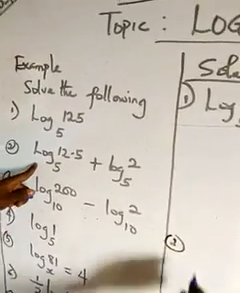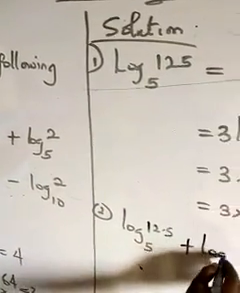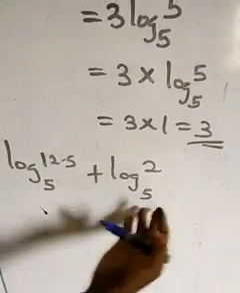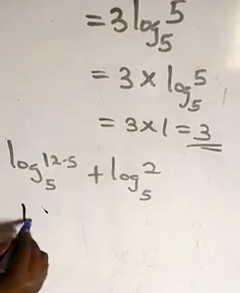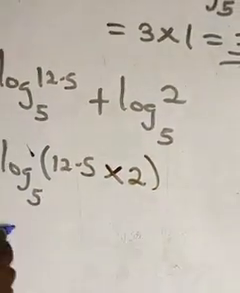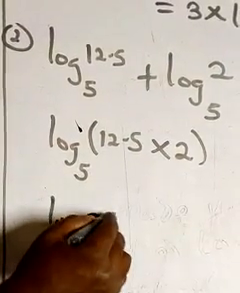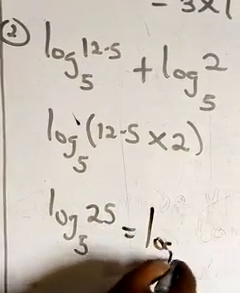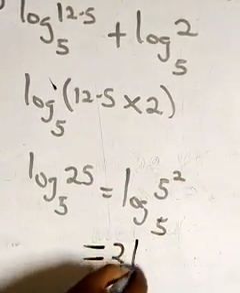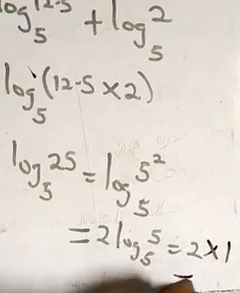The second one says log 12.5 base 5 plus log 2 base 5. Now, I told you that once you have plus and it's the same base, that means you multiply your numbers. This now gives me log base 5 of 12.5 multiplied by 2. 12.5 multiplied by 2 gives me 25. And log 25 gives me 5 raised to the power 2, base 5. This 2 will come to the front again. That is 2 log 5 base 5. This is 2 multiplied by 1, which equals 2.